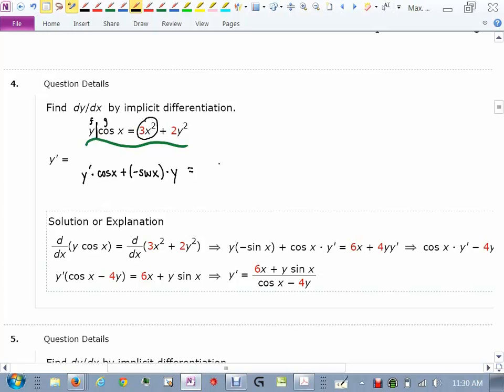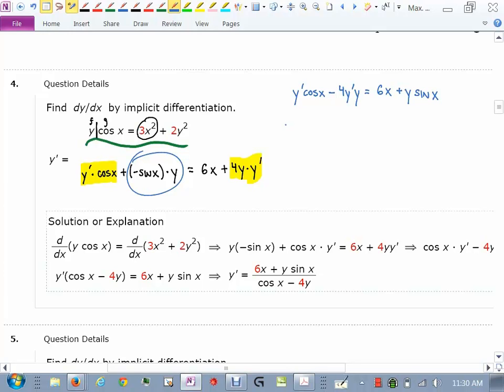Derivative of 3x squared by itself is just 6x. Then plus the derivative of 2y squared is going to be 4y. Chain rule says then times y prime. So we notice that we have two terms that have y primes in them, this one and this one. I need to get those together on one side of the equation. So I'm going to say y prime cosine x. Bring that other one over, so negative 4y prime y. Then on the right side, I still had that 6x, but then I needed to move this one over. And it's negative on the left side, so it'll become positive on the right side. And I'll put the y in front of the sine x.